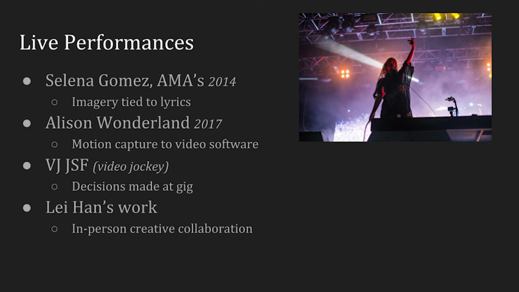VJ Jason Scott Furr is an artist who likes to leave his creative decisions to the last minute. He inputs material and footage into his VJ software and uses computer algorithms to match the visuals to the live data inputs. Because of this technology, he can tap into the emotions of the venue as much or as little as he likes depending on what he is feeling.